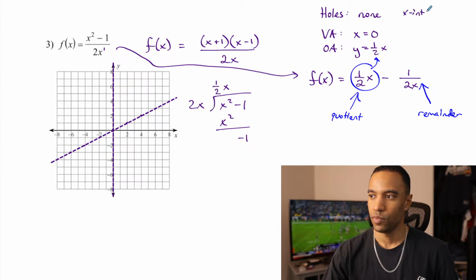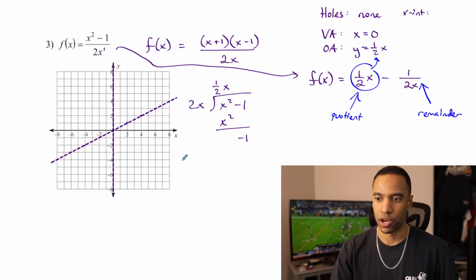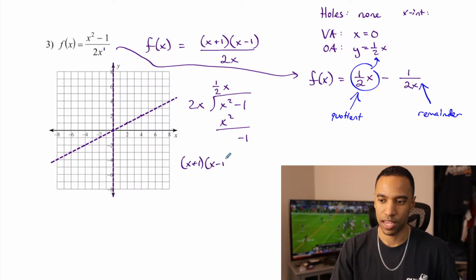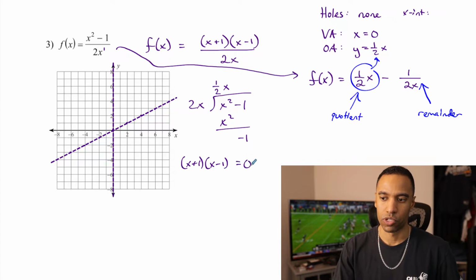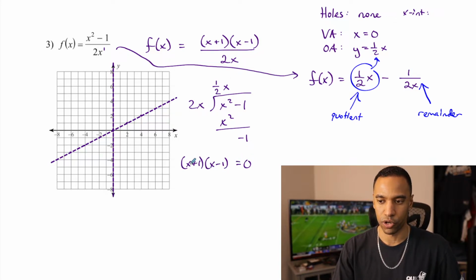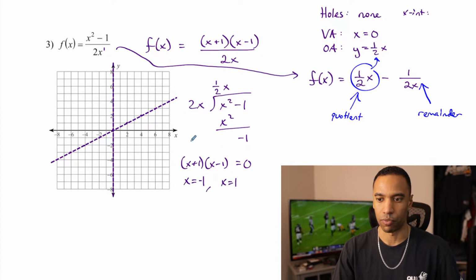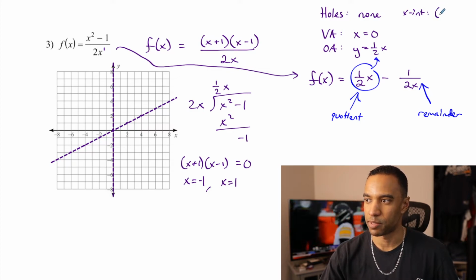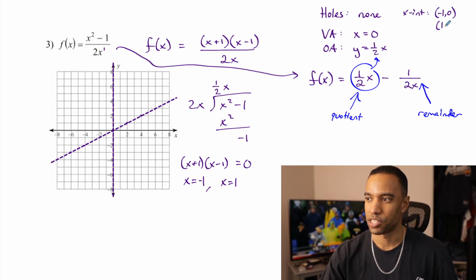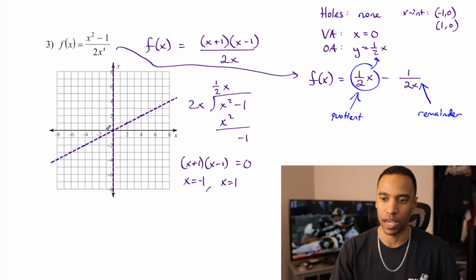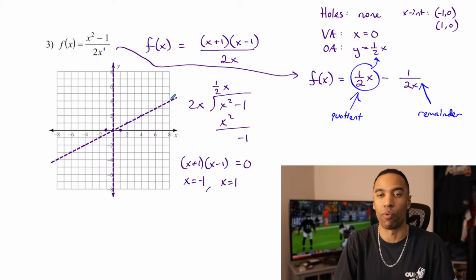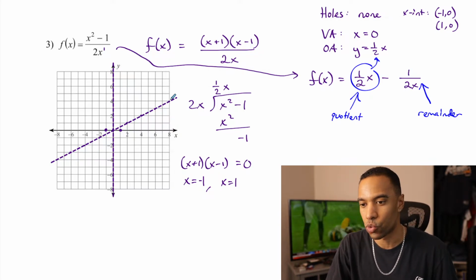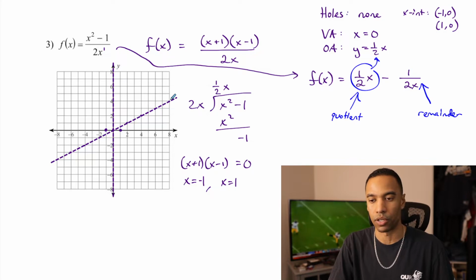x-intercepts, we set y equal to 0. So x plus 1 times x minus 1, we set y equal to 0 and say when does the numerator equal 0. So when does this equal 0? Use the factored form. Zero product property says that x can either equal -1 or x can equal +1. So there is an x-intercept at -1, 0. There's an x-intercept at 1, 0. That's good. We got a point right here. We got a point right there. And that is very, very telling of what our graph is going to do. It's extremely telling of what your graph's going to do with regard to location and such.